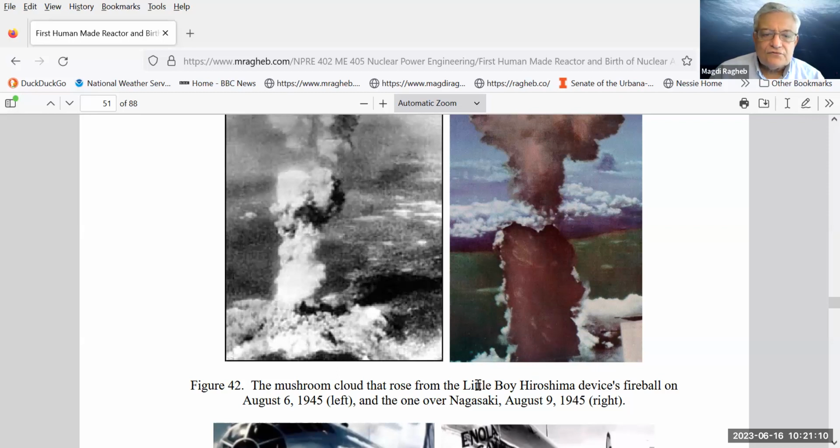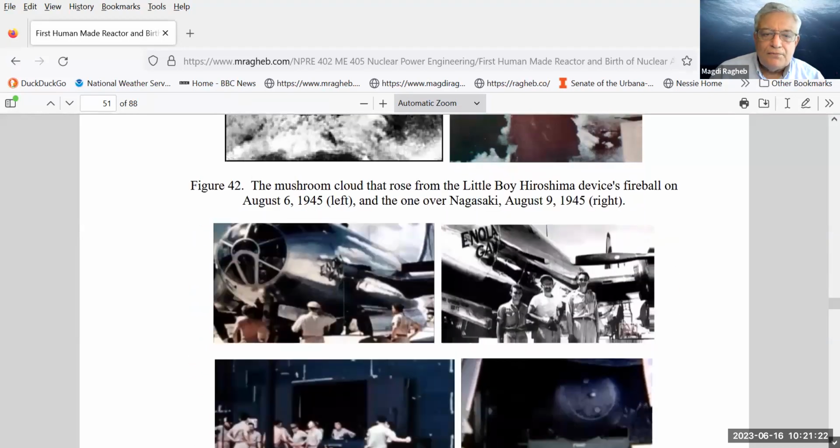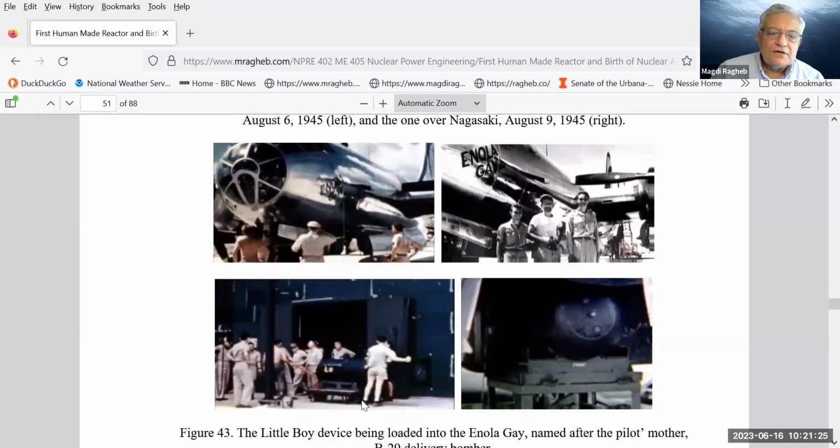The Hiroshima device was dropped on August 6, 1945. The one on Nagasaki only 3 days later, on August 9, 1945. They used very large bombers, and the one that carried Little Boy was a Boeing B-29. Its pilot named the plane Enola Gay, after his mother's name. And you could see here the actual device that was dropped on Hiroshima being loaded into that B-29. It was a very large weight at the time.